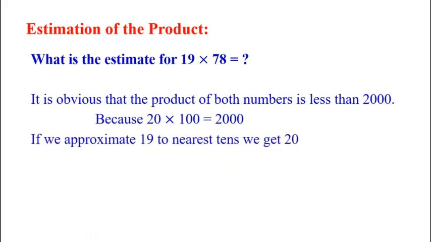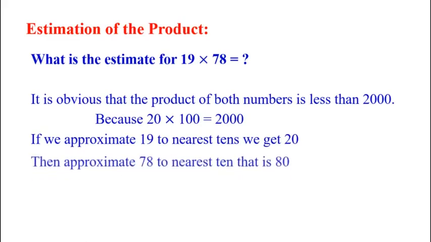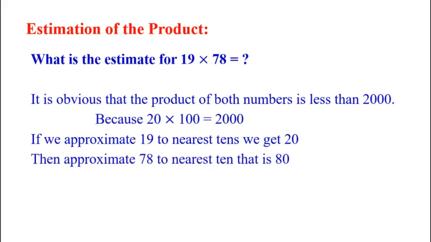If we approximate 19 to the nearest tens, we get 20. Then approximate 78 to the nearest 10, that is 80. Now 20 into 80 is equal to 1600.